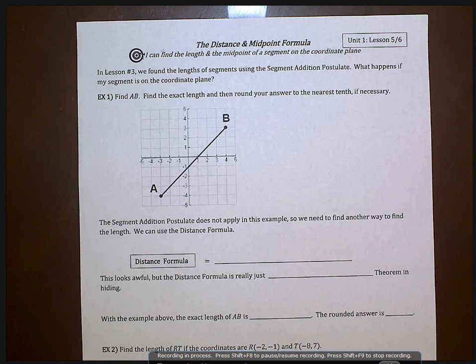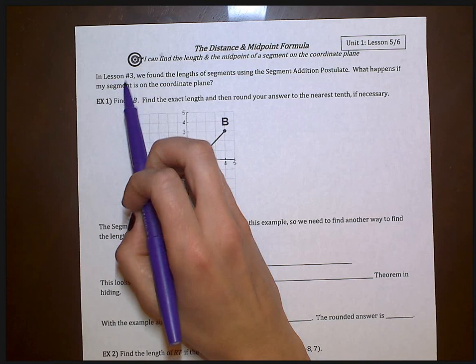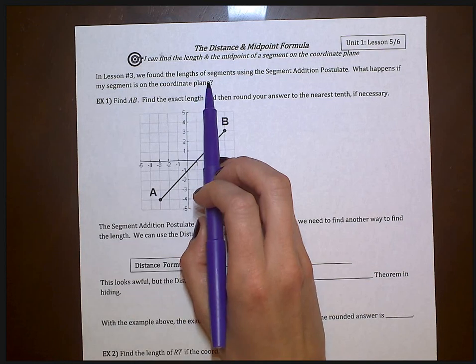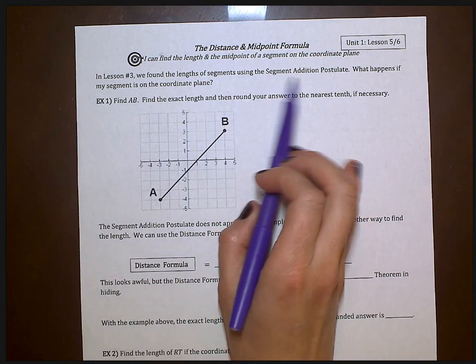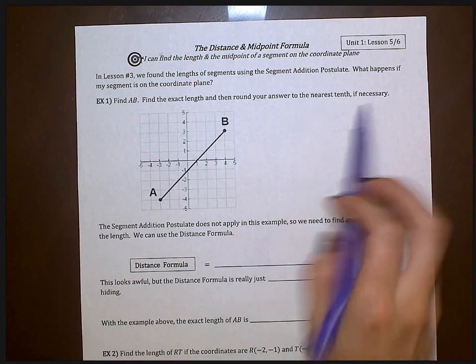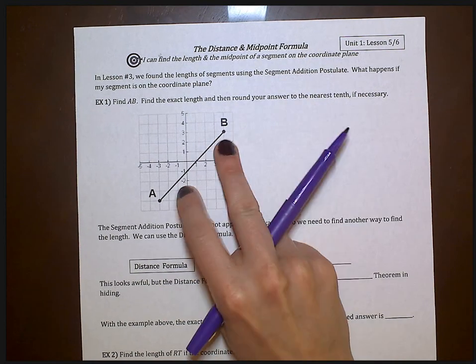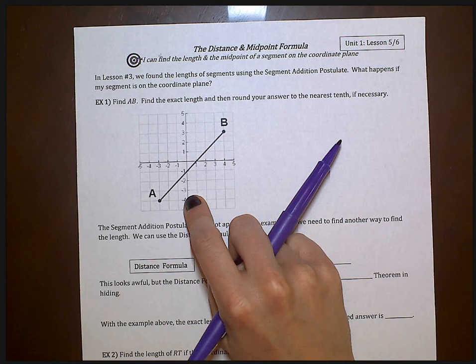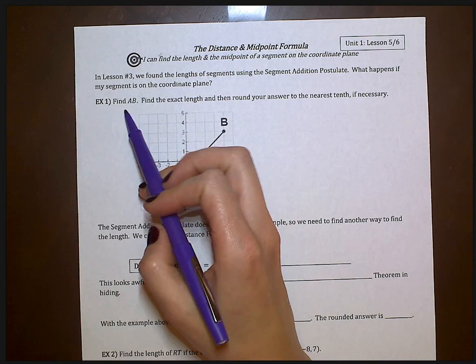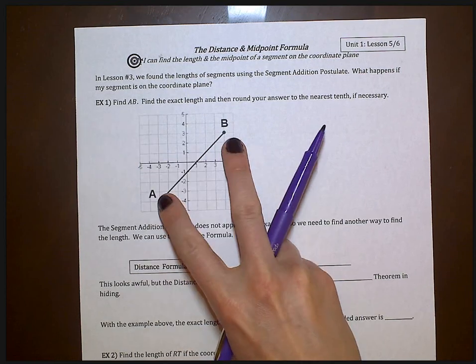Today's lesson, we're talking about the distance and the midpoint formula. A couple lessons ago in lesson 3, we found the lengths of segments using the segment addition postulate. Now, what happens if they take a segment and plop it on the coordinate plane, like in example 1 here, and ask me to find AB, which means how long is this segment, AB?